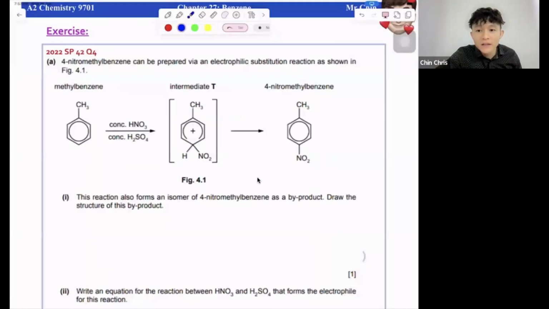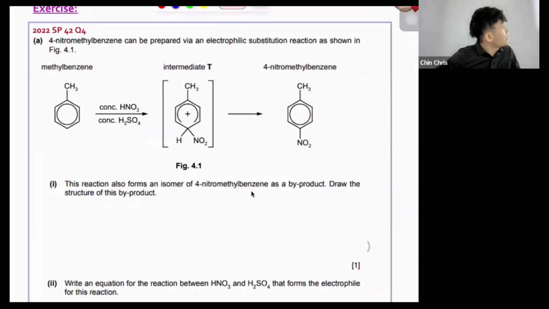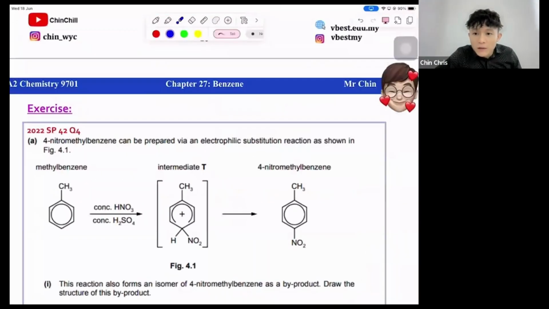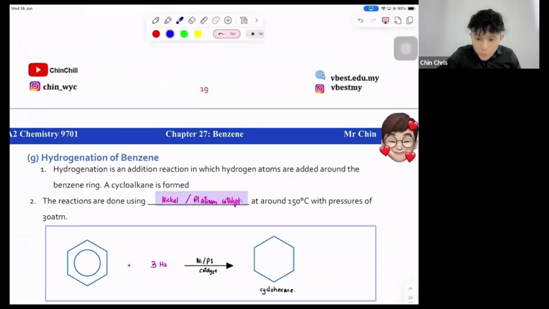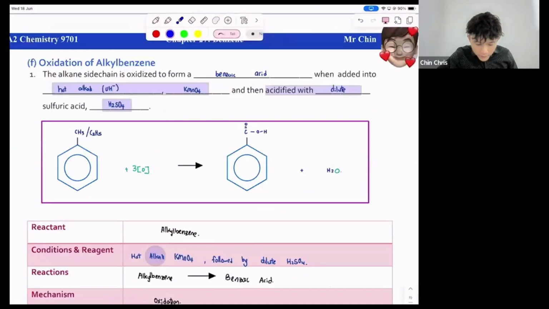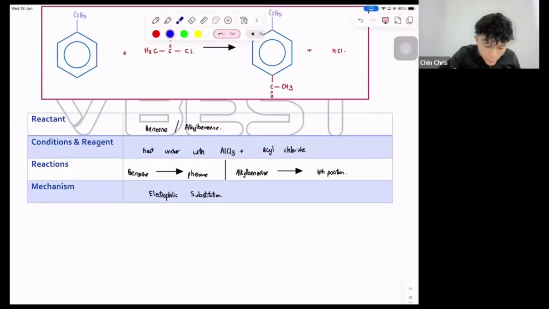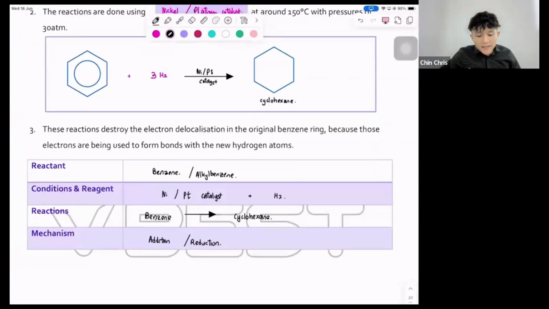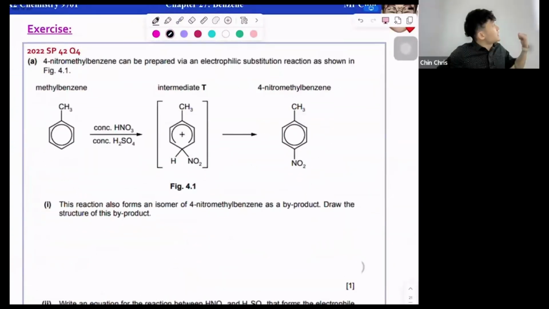So you still have a heat with acyl chloride, heat under reflux with AlCl3 plus acyl chloride. Yeah, which one? This one, right? Oh, under reflux. Sorry, I missed out the reflux. Heat under reflux with AlCl3 plus acyl chloride. Yes, sir, you are right. Thank you, Kaylin.